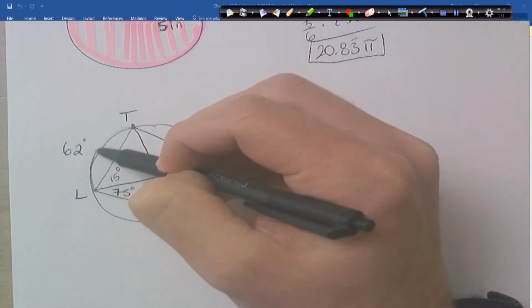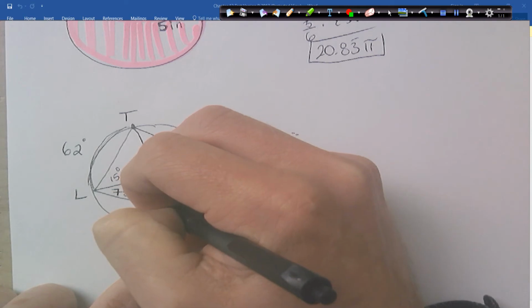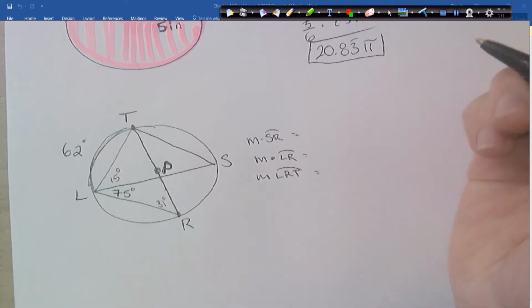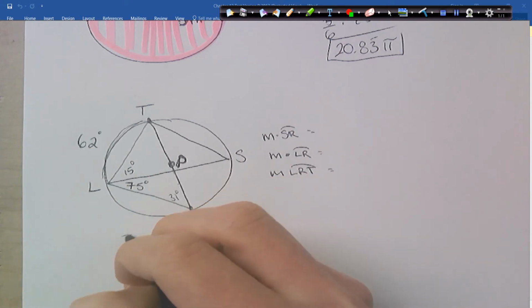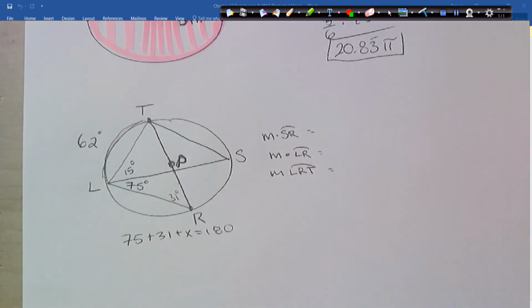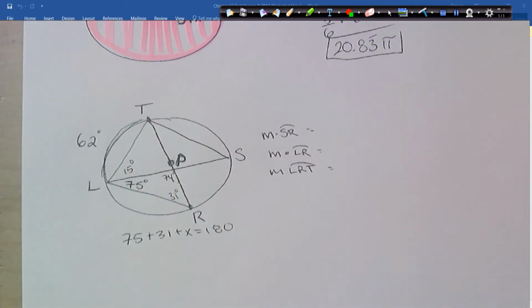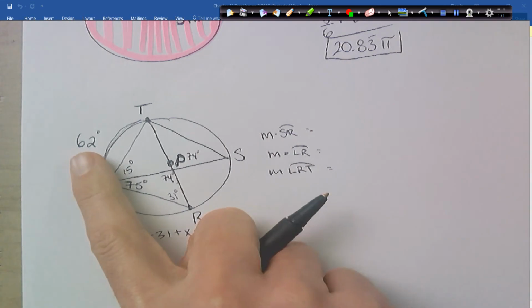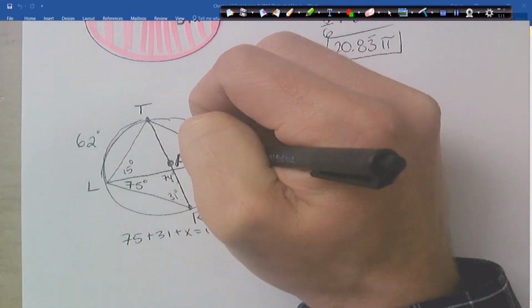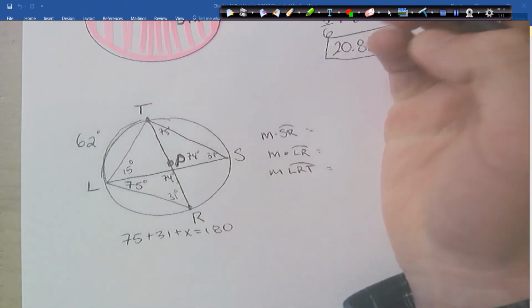62, this arc right here. If we go inward towards the angle, we should get this angle, which is 31 degrees. And to find this angle here, we can actually find that. That's going to be 75 plus 31 plus x equals 180. And so if we do our math on that guy, we should get 74 degrees here. This is a straight line, and these are vertical, so there's going to be a 74 degrees over here, and that's 62 opening up to there, so that's going to be also 31 degrees. And if that's 31, this has to be 75 degrees.